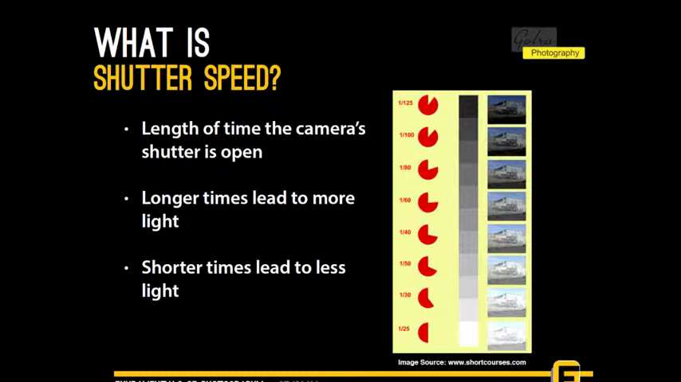If we increase the shutter speed, maybe somewhere here, the shutter will quickly open and close. And when the shutter opens and closes very quickly, it will allow less light to come in, but the scene will be a little sharper. So you might need extra light. So it is the length of time the camera shutter is open, when the shutter goes up and when it goes down. Longer times lead to more light, so if it opens for a very long time, it will be very bright. Shorter times lead to less light.